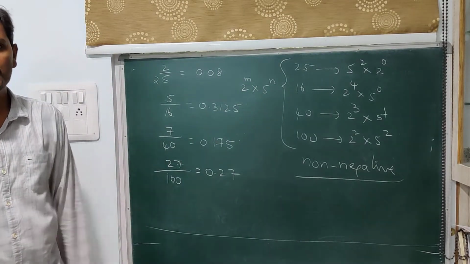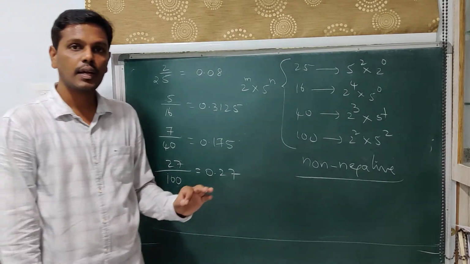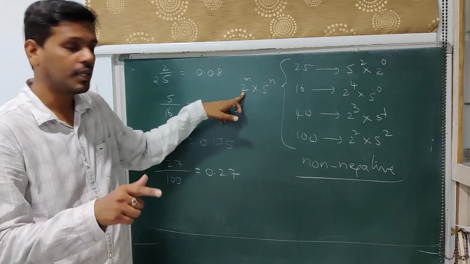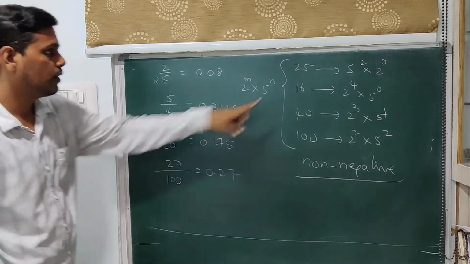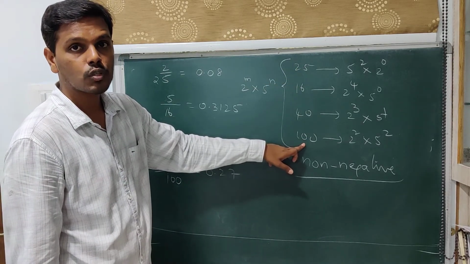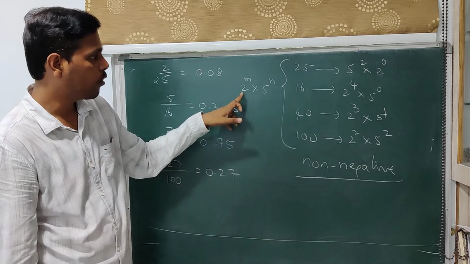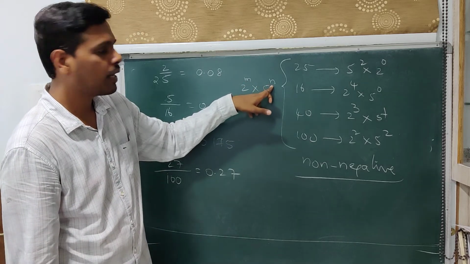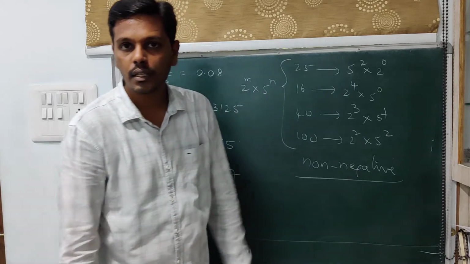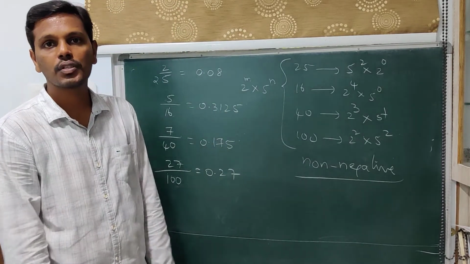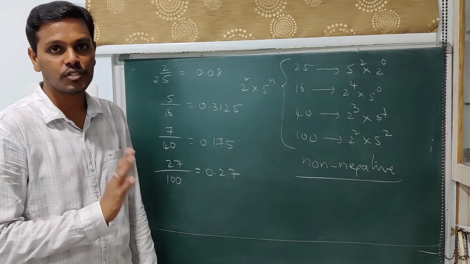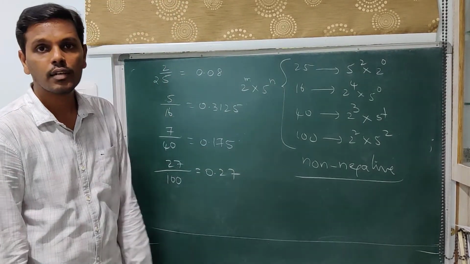So, given any rational number, we are talking about the prime factorization of the denominator. If the prime factorization of the denominator is of the form 2 power m into 5 power n, where m and n are non-negative integers, then we can easily say that that rational number ends up as a terminating decimal expansion. That is the observation that we can make.